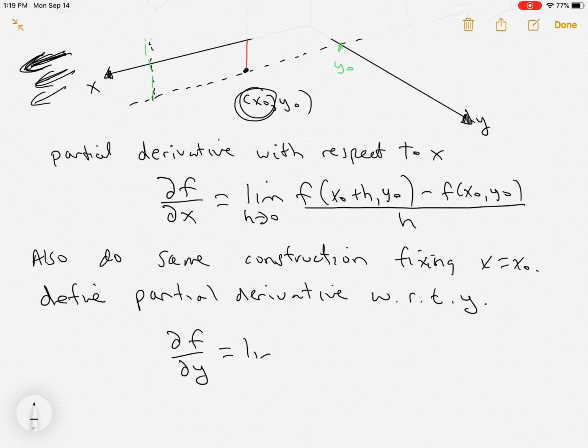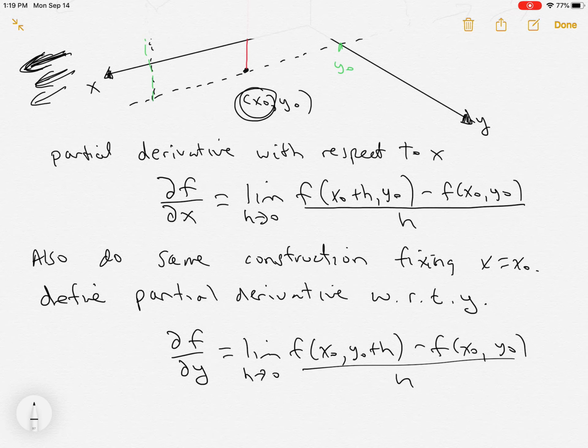And this becomes the limit as h approaches 0 of f of x naught, y naught plus h, minus f of x naught, y naught, all over h. Okay. All right, I'm going to stop here and pick this up on the next video.